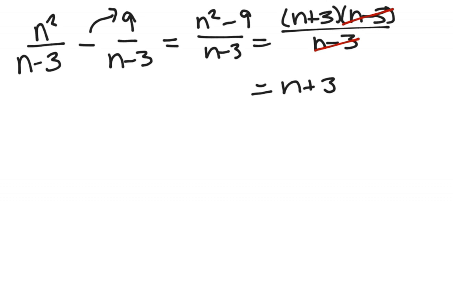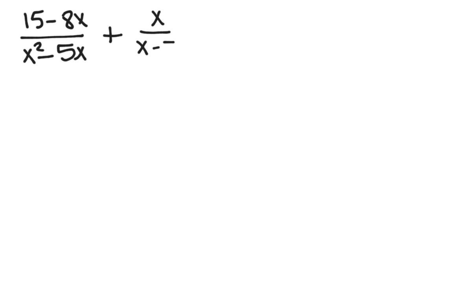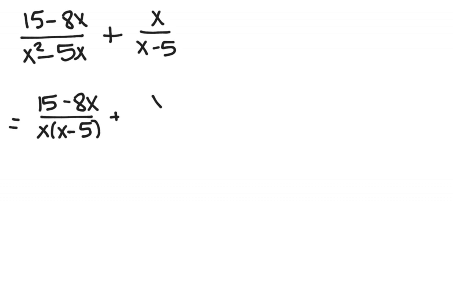Now, usually we don't have common denominators. For example, I might have 15 minus 8x over x squared minus 5x plus x over x minus 5. Now, when I don't have common denominators, I have to start by factoring the denominators. So I've got 15 minus 8x over a denominator that factors. I can factor out an x, and we have x times quantity x minus 5. My second denominator doesn't factor. It's already factored.